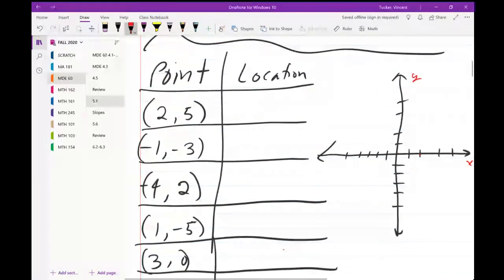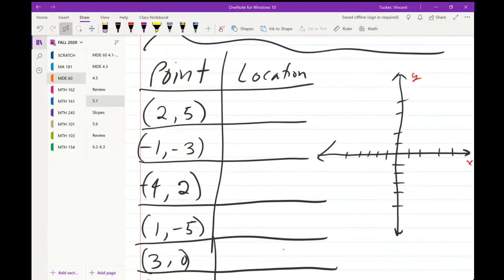Putting our graphing to work. If we have just these random points and we want to graph, if I look at 2, 5, you always start at your origin, and I would go to the right 2, up 5. So I think I'm just right here. So that's 2, 5, and that puts me in quadrant 1.